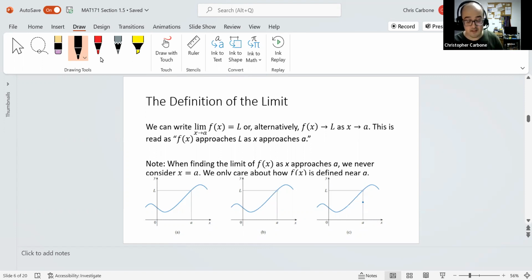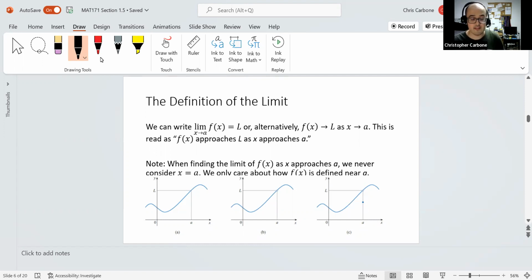And when we find the limit of f of x as x approaches a, just as we just did, we don't consider the value of x equal to a. We only care about how a function behaves or is defined near the value of a.